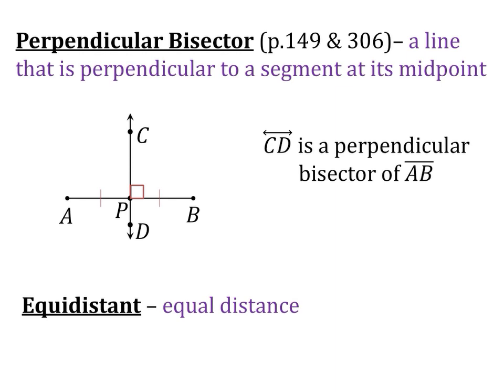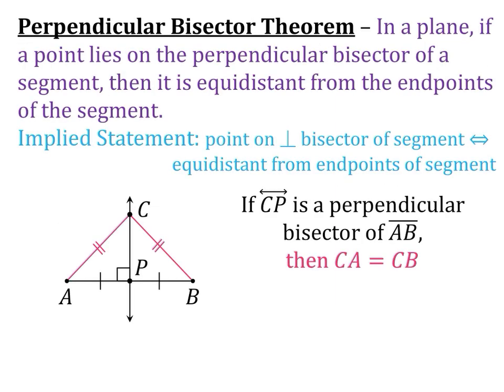Let's start with some vocabulary that we're going to need for 6.1: perpendicular bisector. This is a refresher, so take some time to write down your definition, including your symbols, also the definition of equidistant. Our perpendicular bisector theorem states that in a plane, if a point lies on the perpendicular bisector of a segment, then it is equidistant from the endpoints of the segment. Here we have our implied statement, which is a shortened version. So take time to write all of this information in your notes. We will use this in today's activities.